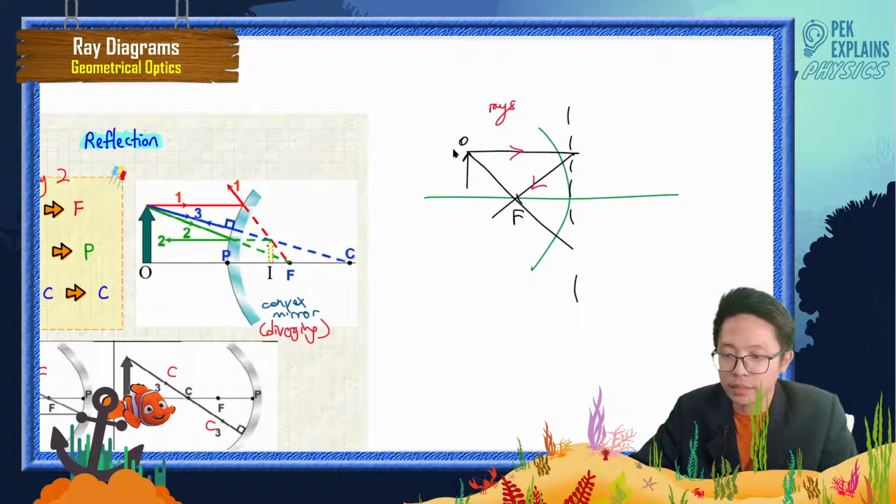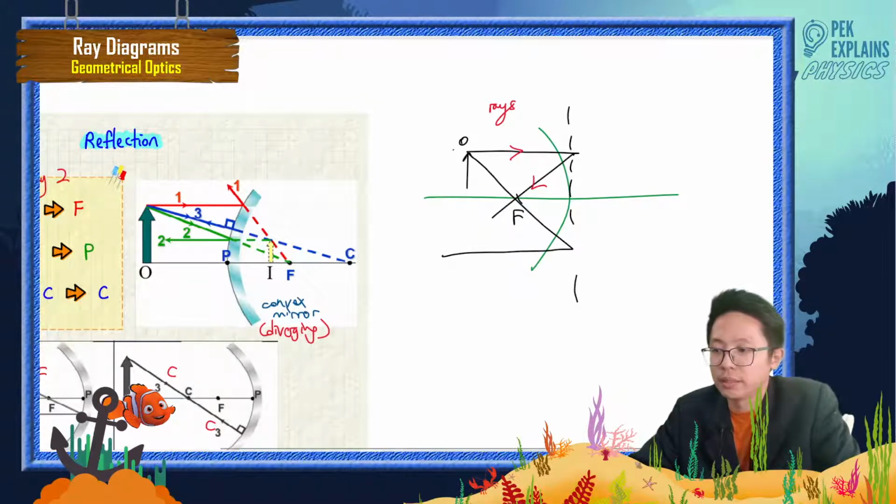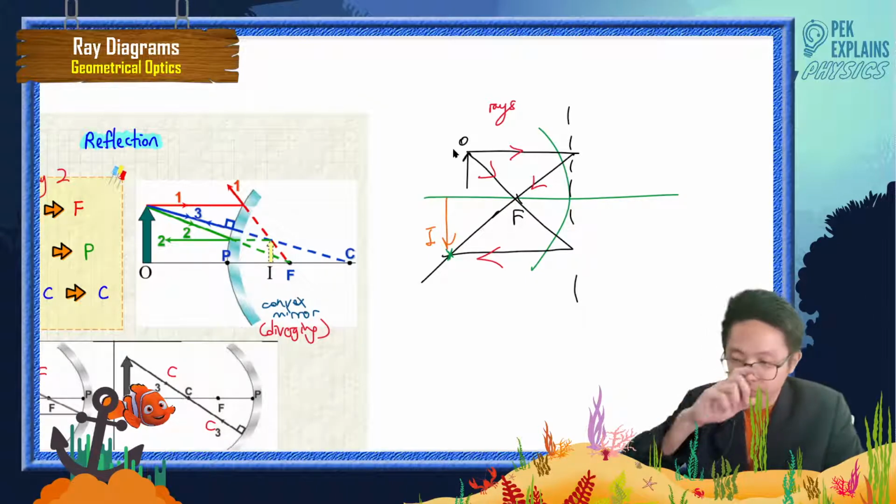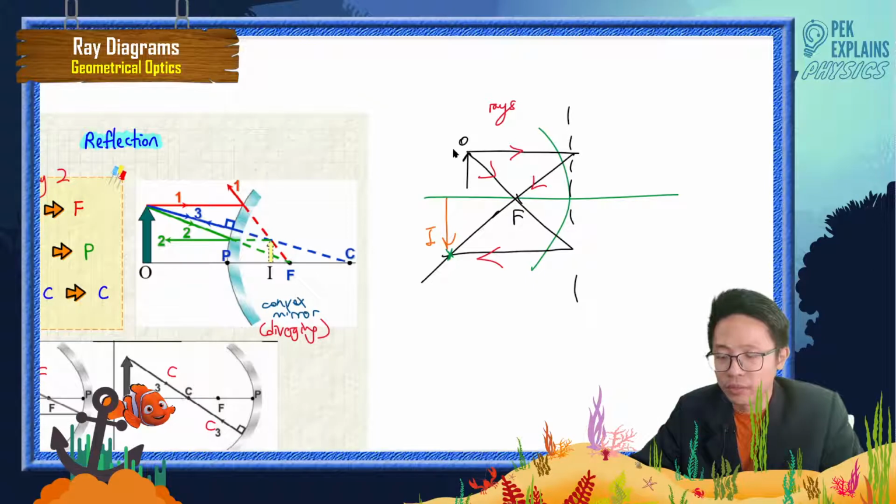Another ray goes like that. You must draw the arrow. Then these two lines intersect at one point. This is the intersection point, so this is the image. For the image also, you must have an arrowhead.